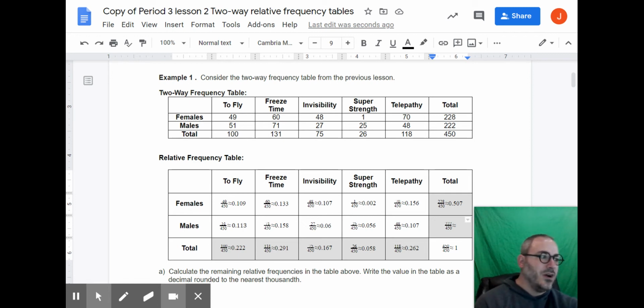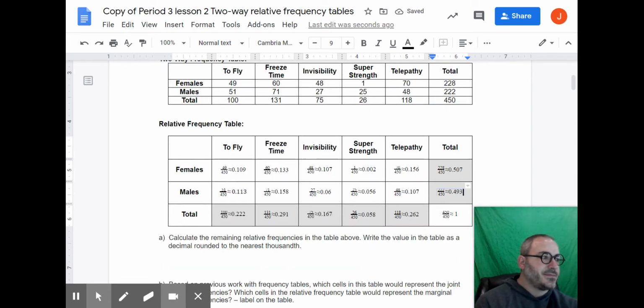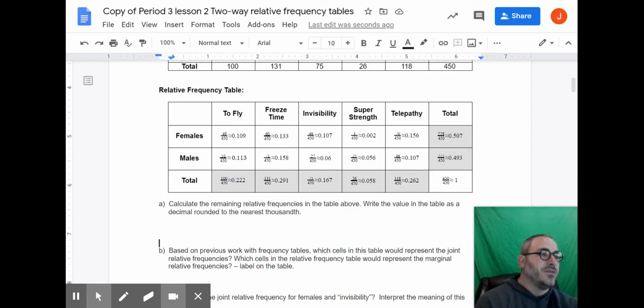All right, 222 males total out of 450 total respondents. So approximately 49.3% of our respondents were male, right? 0.493. Are all these done? I think they're all done. Wonderful. So we filled in this table. We've calculated the remaining relative frequencies in the table above.